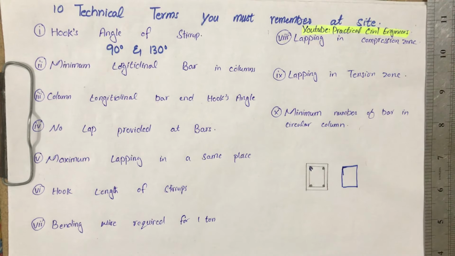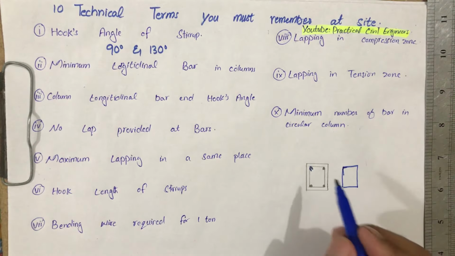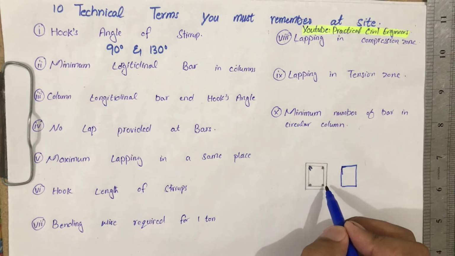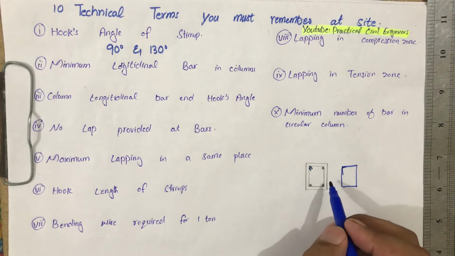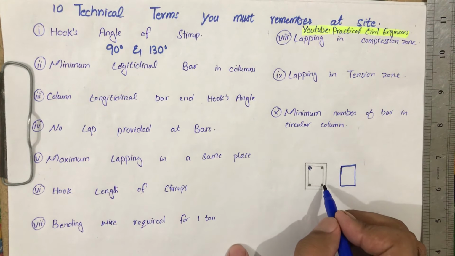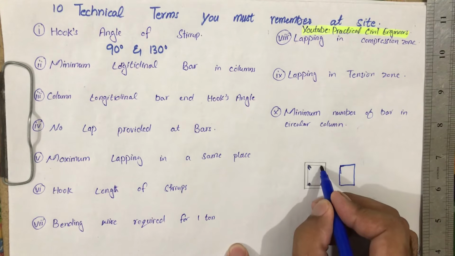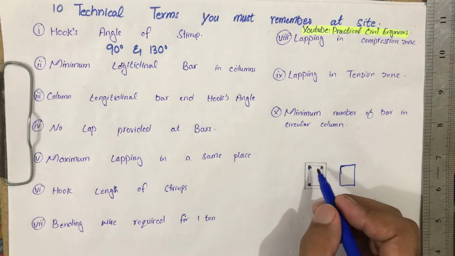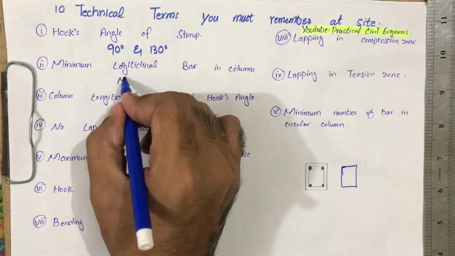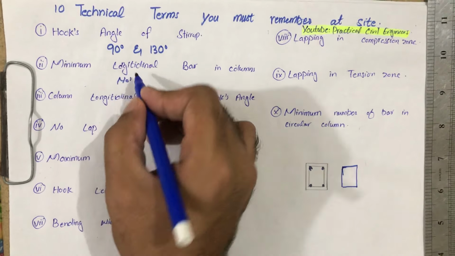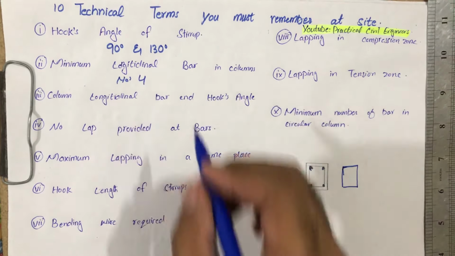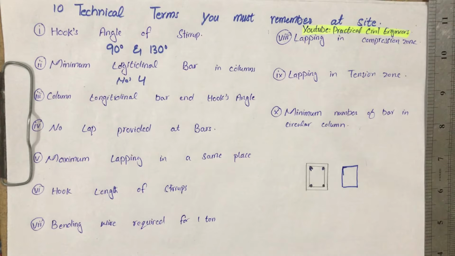The second number is minimum longitudinal bars in a column. Suppose this is a column, a cross section, and the number of bars longitudinally will be 4 bars. So the minimum number of bars will be 4. That will be the minimum number of bars in a column.